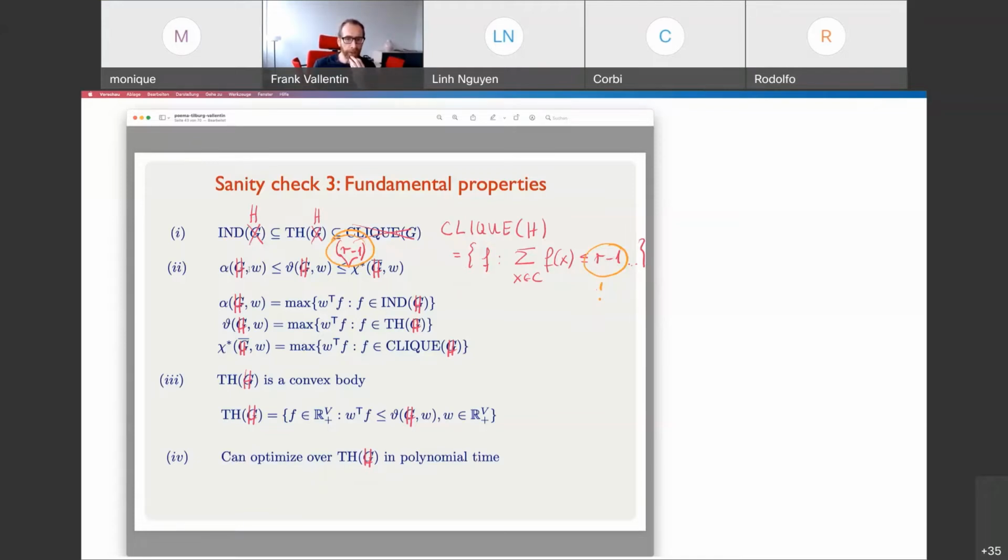Then we have inequalities between the optimization parameters, where there's a small difference again, that we have to squeeze an r minus 1 in front of the chi star, simply because in the clique inequalities, we also have the r minus 1. But in all other things just go through, just going from D to H. So the theta body is a convex body. The theta body has some inequality description, and you can optimize over the theta body in polynomial time. We are basically using the ellipsoid method.